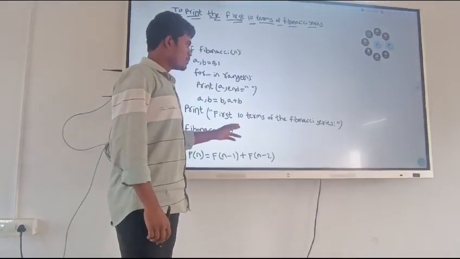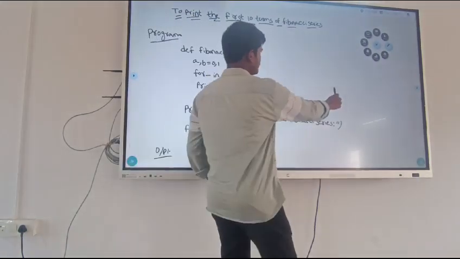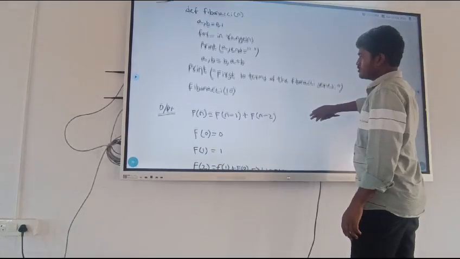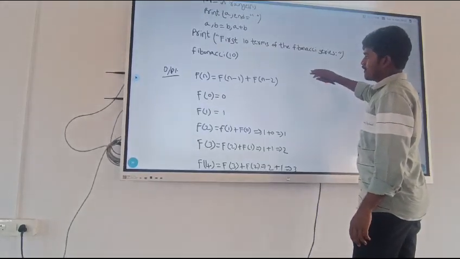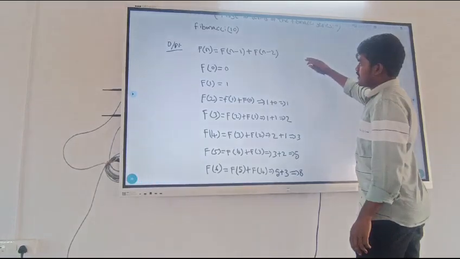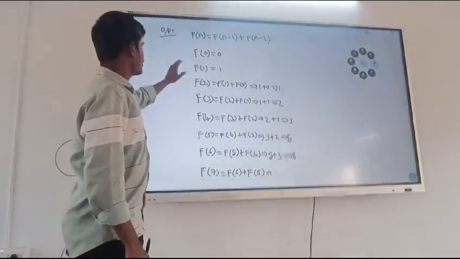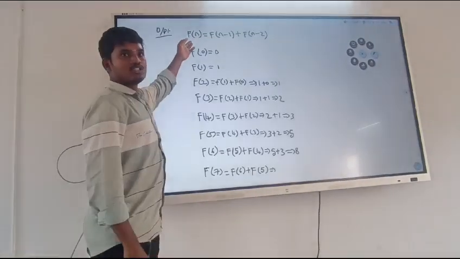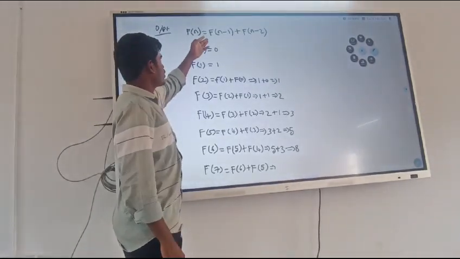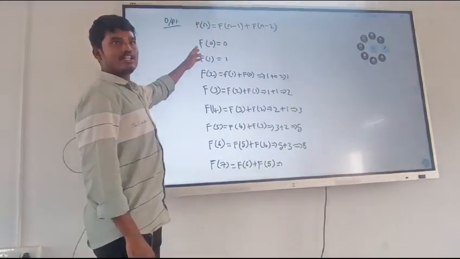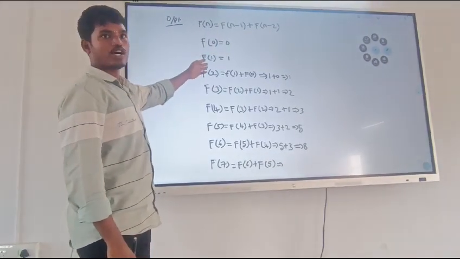Print the first 10 terms of the Fibonacci series. Next output. Formula for Fibonacci series: f of n is equal to f of n minus 1 plus f of n minus 2. F of 0 value is 0 and f of 1 equal to 1.